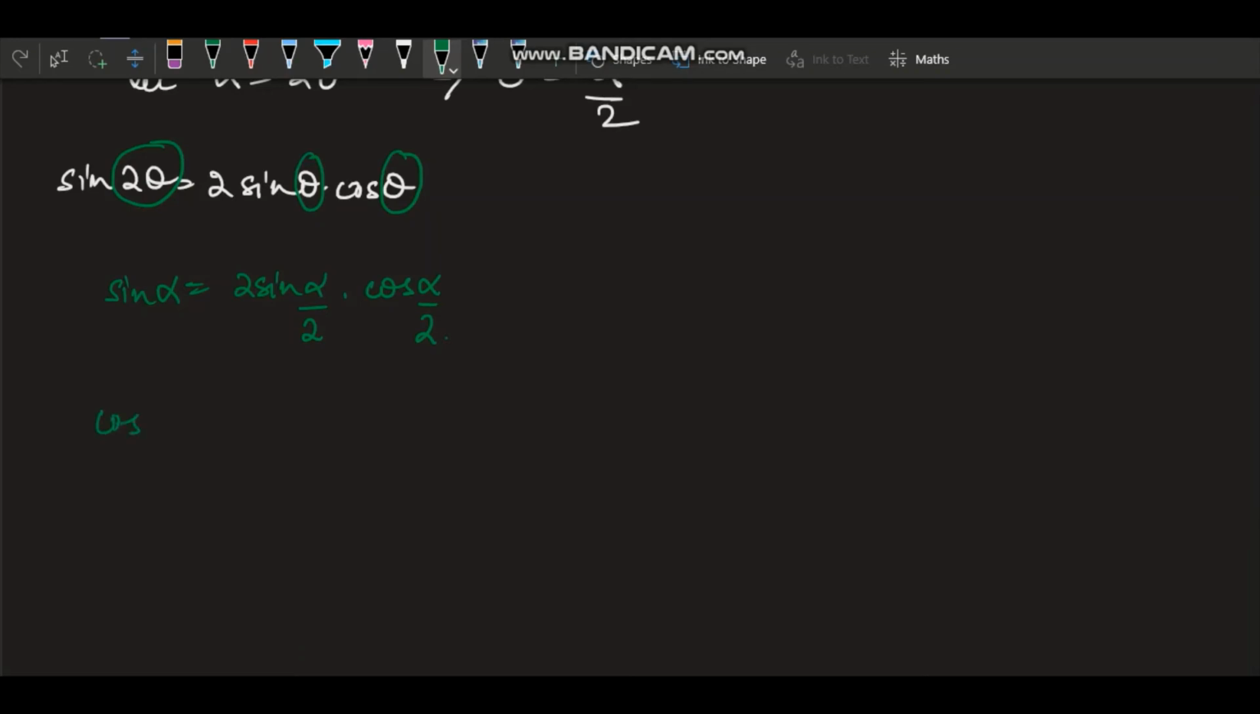Next is cos alpha. Cos alpha is cos square alpha by 2 minus sine square alpha by 2. So this is basically 2 cos square alpha by 2 minus 1, or this is the same as 1 minus 2 sine square alpha by 2. Similarly, tan alpha is 2 tan alpha by 2 by 1 minus tan square alpha by 2.